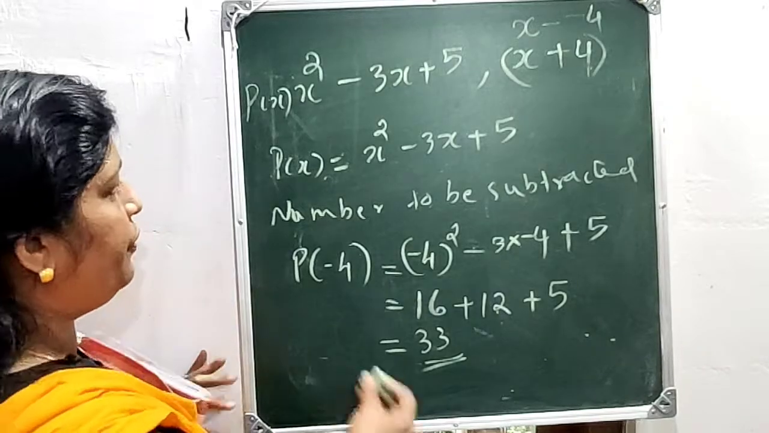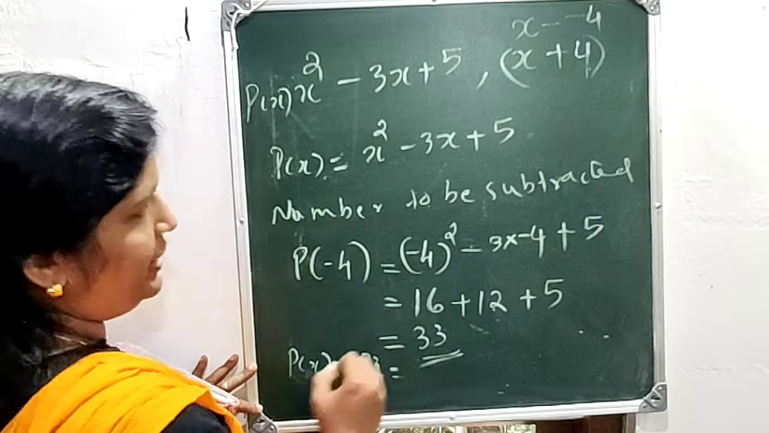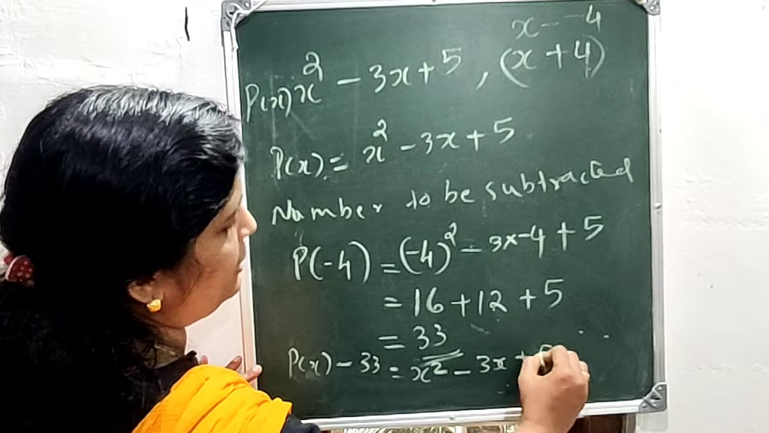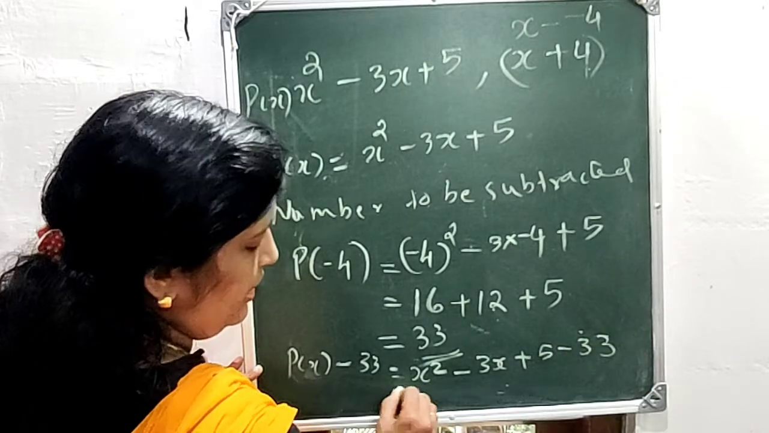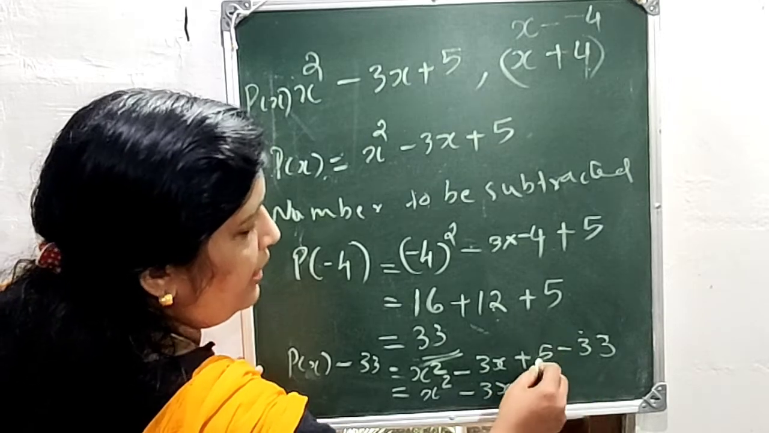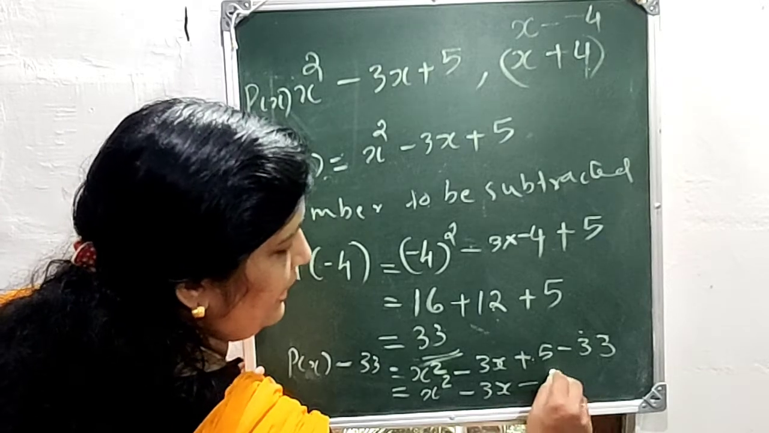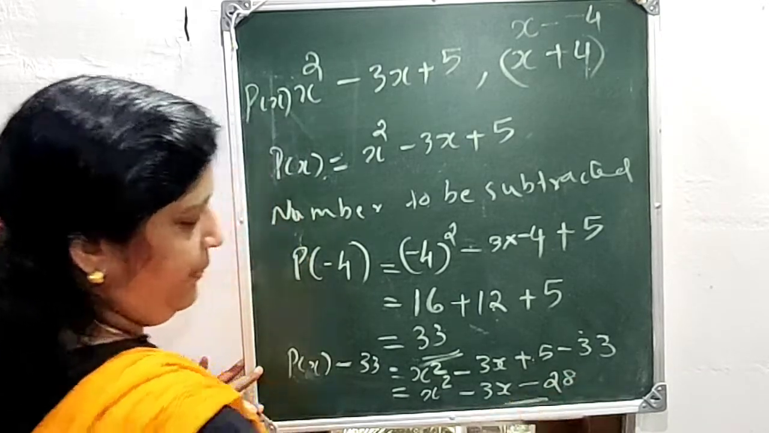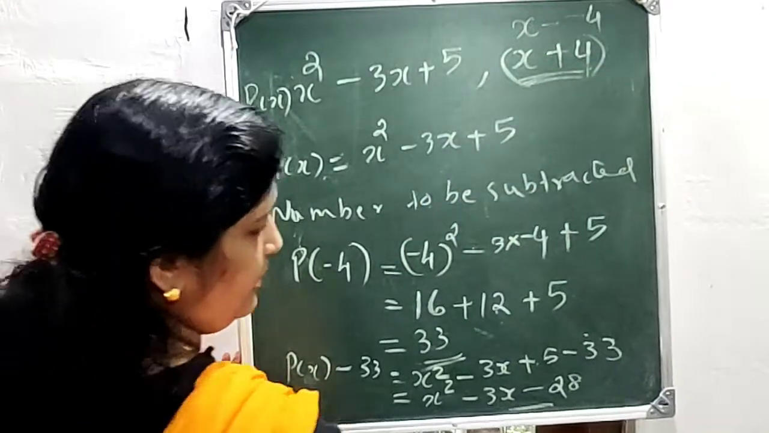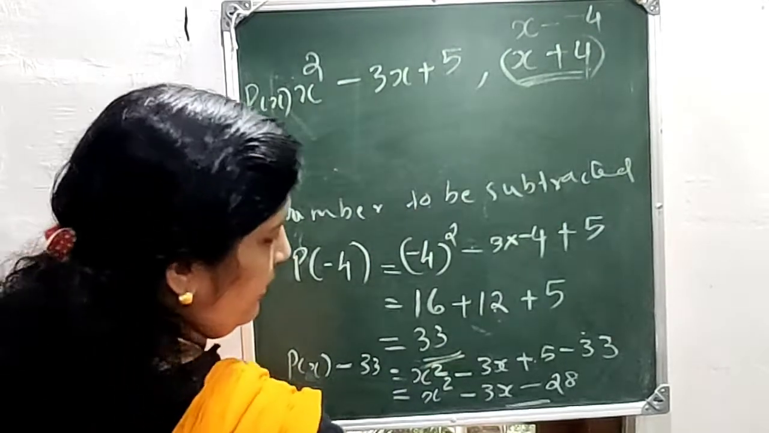So we are going to find out p of x minus 33. P of x minus 33 is equal to x square minus 3x plus 5 minus 33. So that is equal to x square minus 3x, then plus 5 and minus 33, that is minus 28. Then we can see that this x plus 4 is a factor. Then we need to find out the second number.